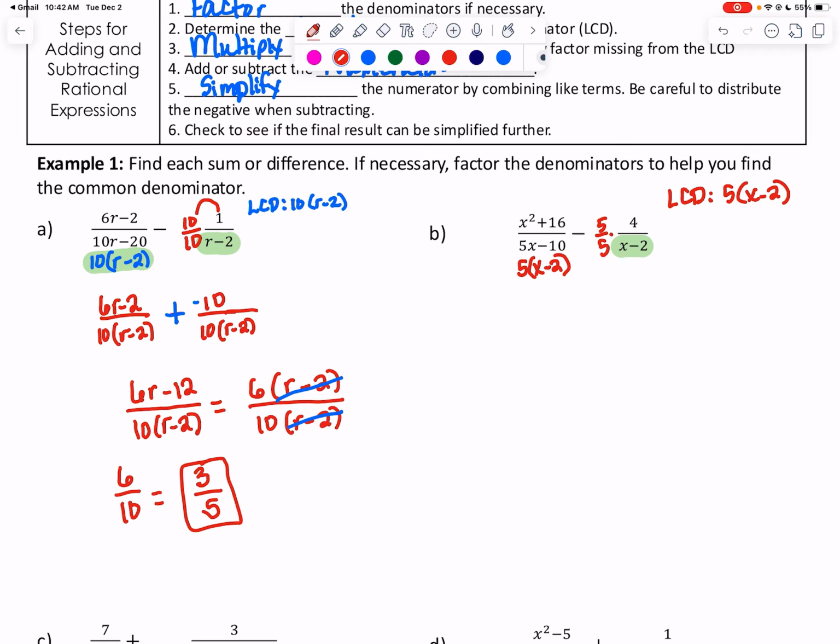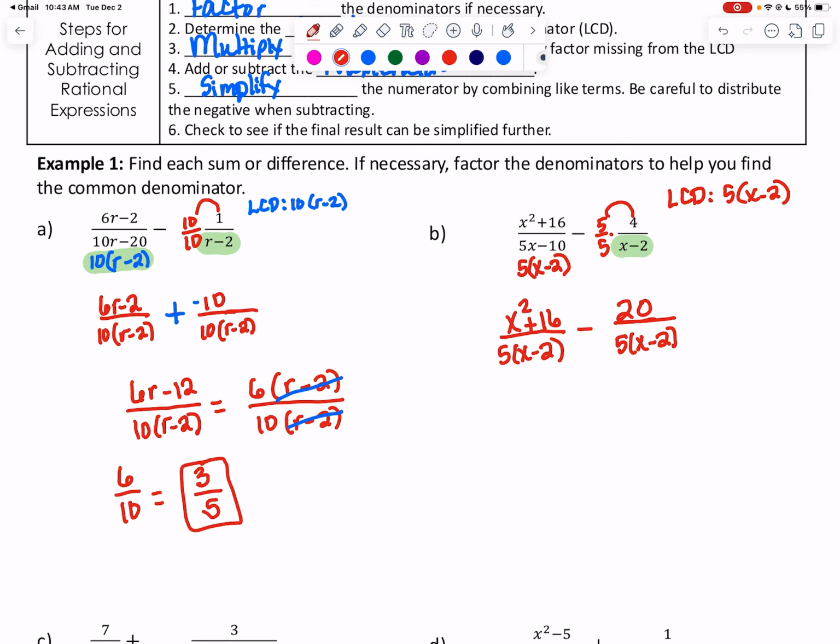All right. So our first fraction would remain the same, x squared plus 16 over 5 parenthesis x minus 2. And my second fraction, I would have to multiply this 4 times 5, so my new numerator would become 20, and then 5 parenthesis x minus 2. Remember, please leave all denominators in factored form.